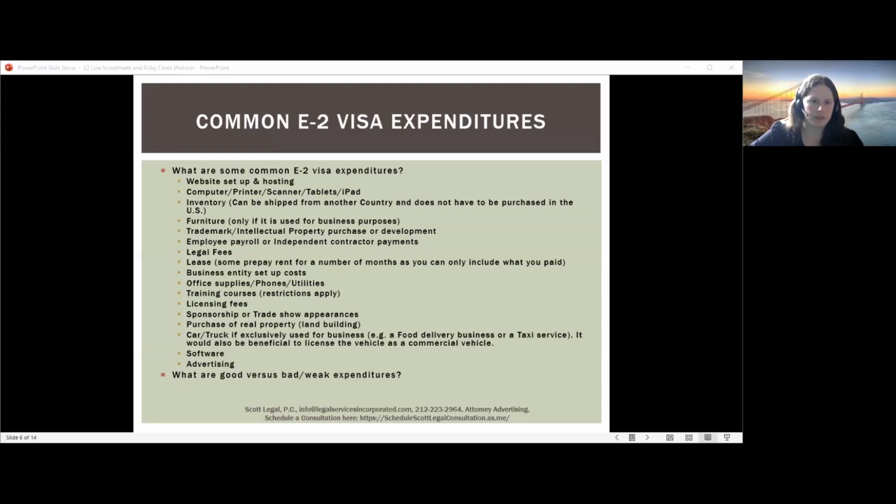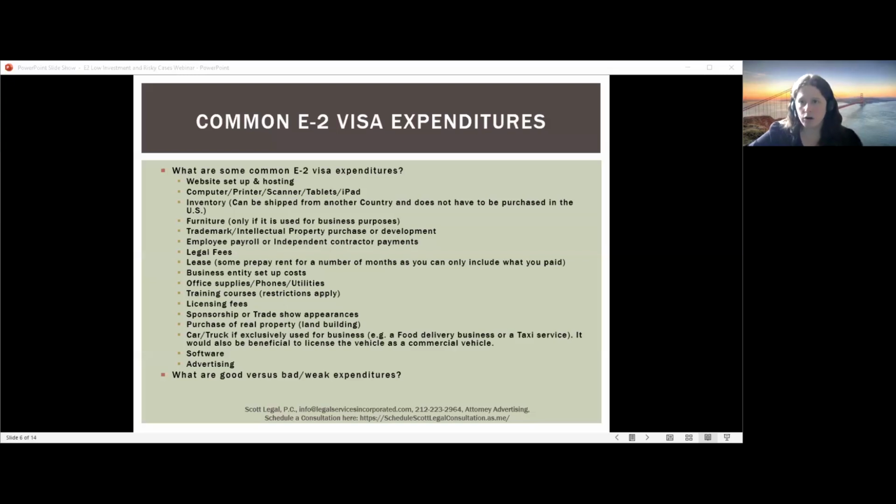Other things listed here include sponsorship or trade show appearances and fees for licenses. Training courses can sometimes be included, but you do want to be strategic about this. For example, let's say you're doing an E-2 for a law firm, you're not going to include the cost of your law school tuition. But let's say you're doing a marketing consultancy and you took a marketing consulting course that was really fundamental to being able to work on your business. Maybe you can include that. They're not the strongest, but sometimes they can be included.